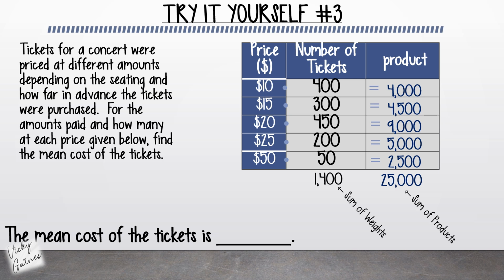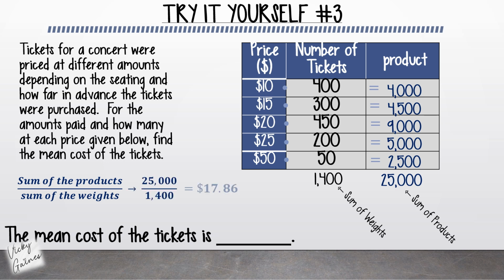Sum of the products, 25,000. Sum of the weights, that's the number of tickets altogether, 1,400. Sum of the products divided by the sum of the weights, and it's money, so let's go to the nearest cent. So on average, the cost per ticket was $17.86. And that is on average. It's the mean cost of the tickets.